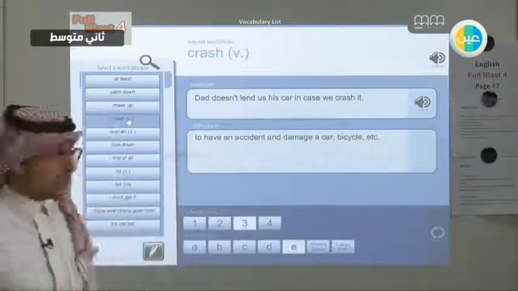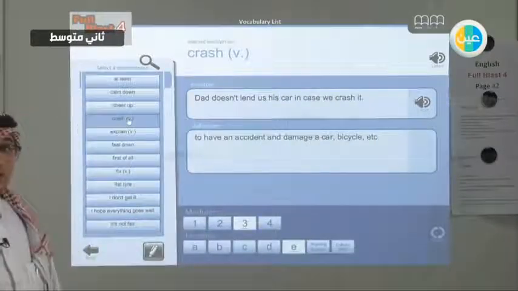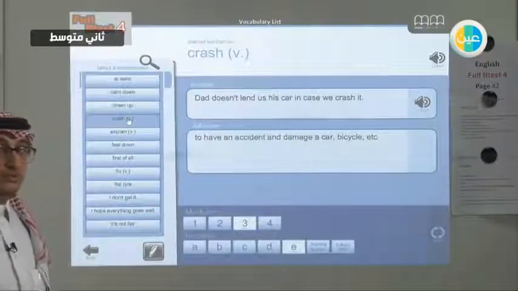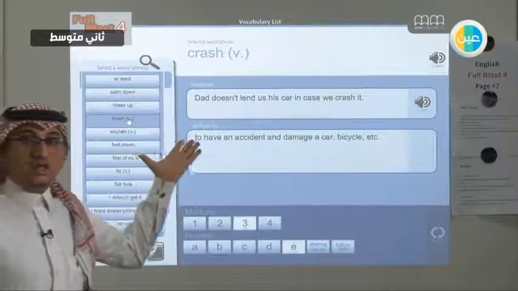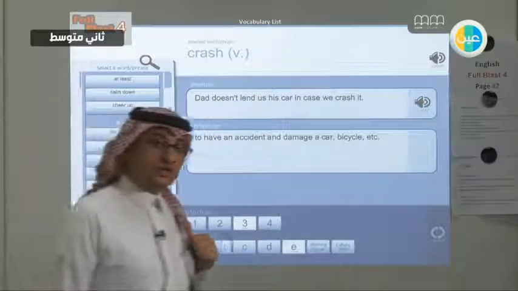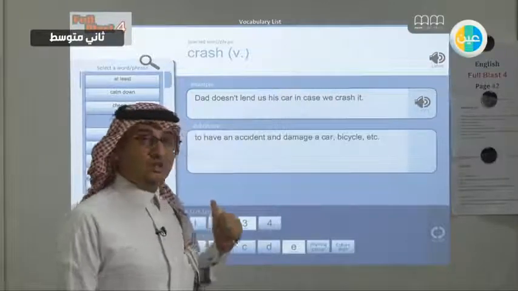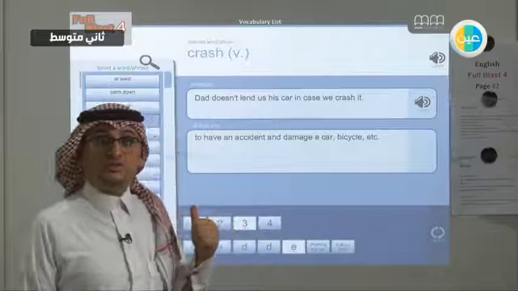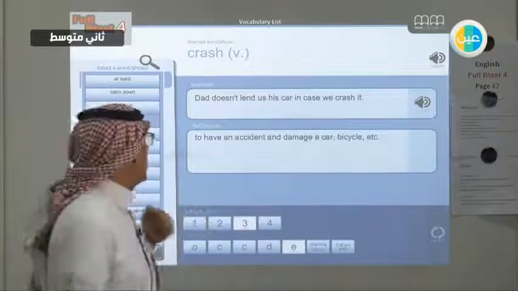Now let's move to the next part. As I said before, try to memorize these words. They are very important, okay. Try to memorize these phrases. You will use them, you need to use them in your daily life, okay.